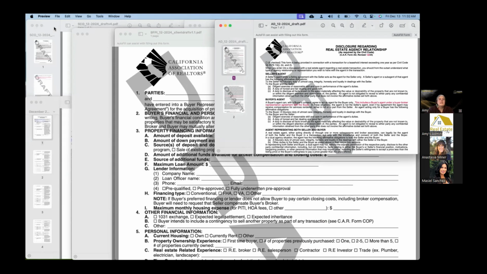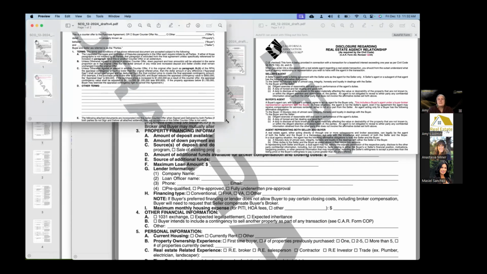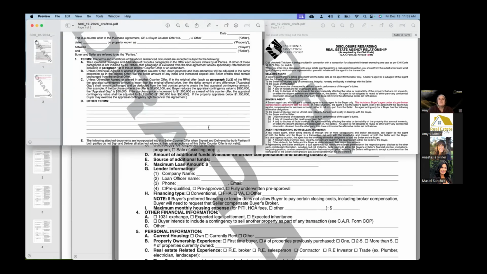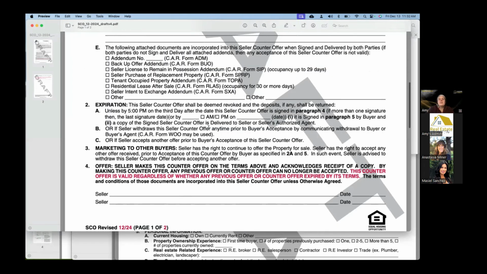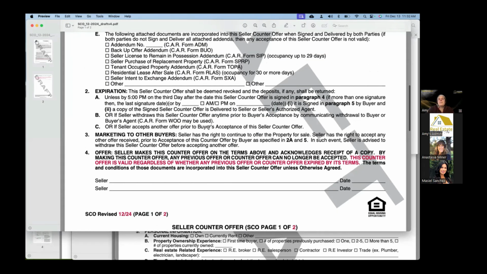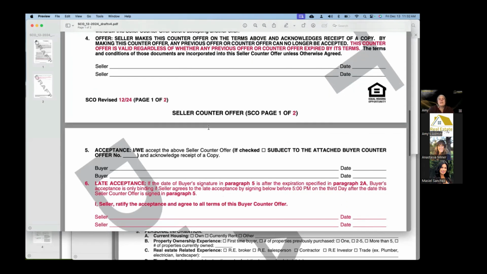All right. The next one we have is our seller counter offer. Our seller counter offer has the same terms that were in the buyer counter offer, which is that this offer is valid regardless of whether any previous offer or counter offer expired by its terms. Okay, because we didn't accept the other offer, this is still valid. So if the residential purchase agreement expired, the sellers can still make a counter offer to those buyers. The buyers don't have to move forward.